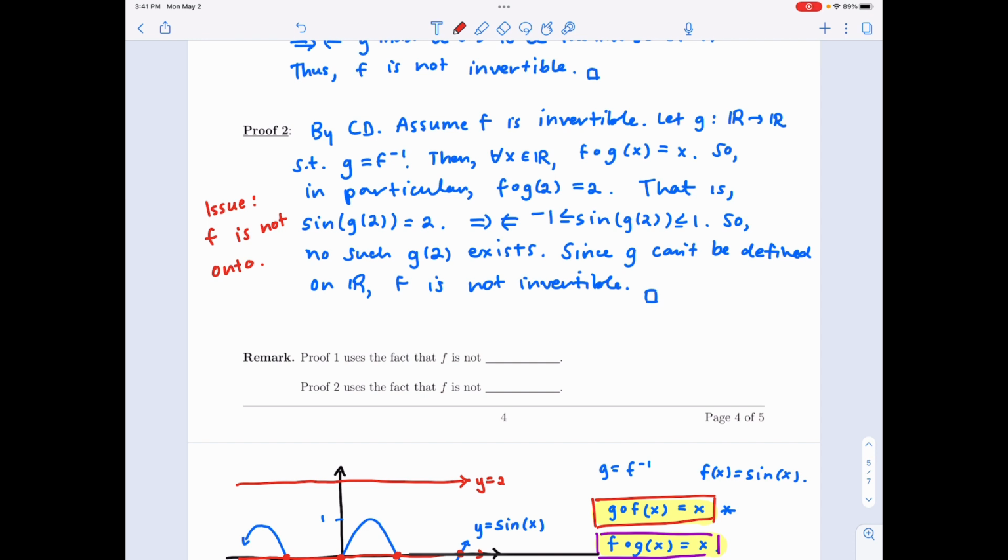And in fact, we can summarize this right here. Proof 1 uses the fact that F is not 1-to-1. Proof 2 uses the fact that F is not onto. The issue when you're not 1-to-1 is that G is not well defined. And the issue when you're not onto is that G is not defined. That means in either case, if you try to make a rule that satisfies the composition being the identity on either side, then what you find is that rule is not actually a mapping.